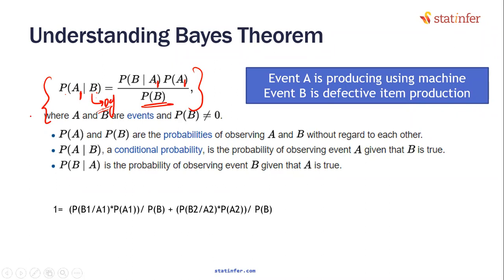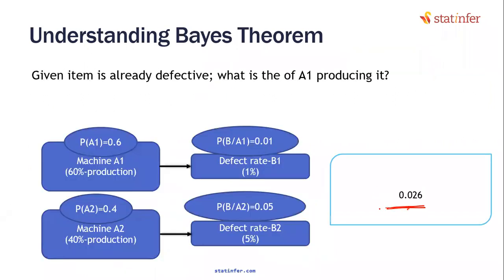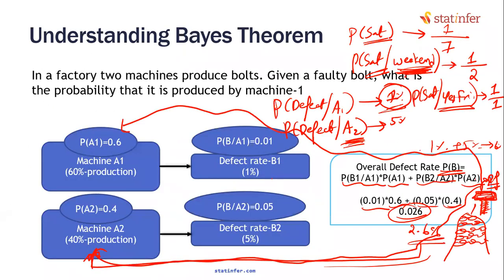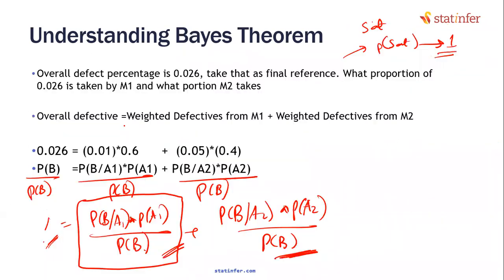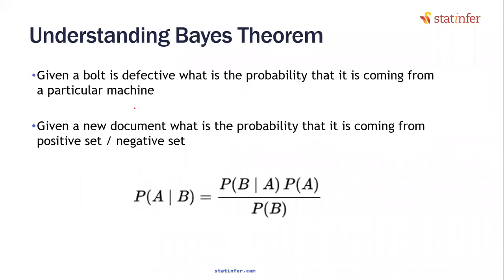But now what we need to do is connect this Bayes theorem to our sentiment analysis. How does sentiment analysis work from this Bayes theorem? Because in the nuts and bolts, it looks fine: given the bolt is defective, which machine it is coming from, we get a probability formula for it. But how do you define the sentiment from there? Here is the final connection.